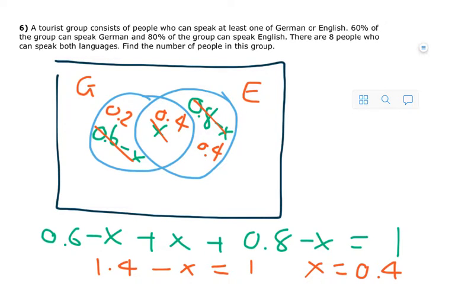It says there are 8 people who can speak both languages. So 40% is equal to 8 people. Well, we can see that we must have another 8 people here, and then half of 40% is 20. So that means in total we've got 20 people.